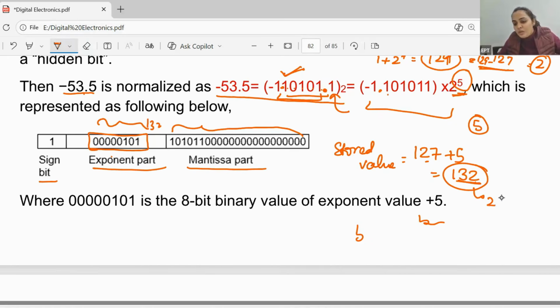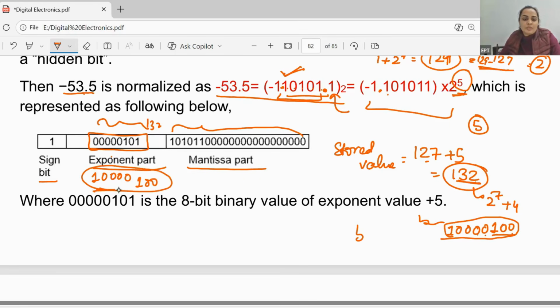So this is going to be 2 raised to power 7, that is your 128, plus 4. So how will you write 4? 4 is going to be 1 0 0, like this. Then 0 0 0, 1 2 3 4 5 6 7. So this is the exponent value here: 1, then 4 times 0, then 1 0 0. Okay, this is going to be the exponent value here.